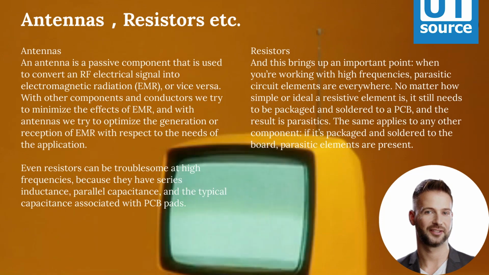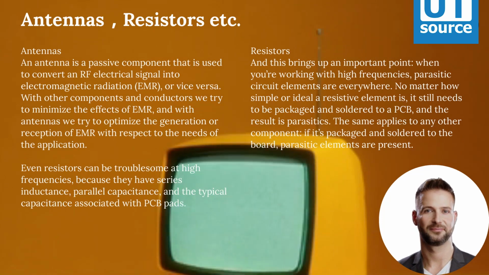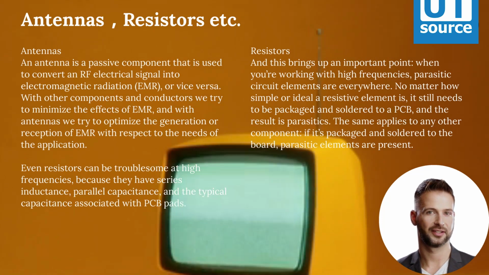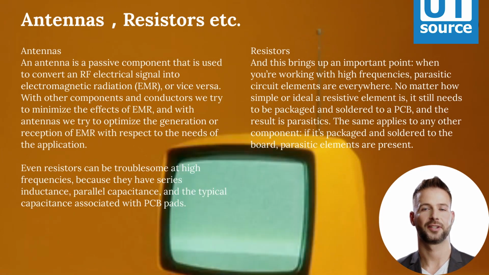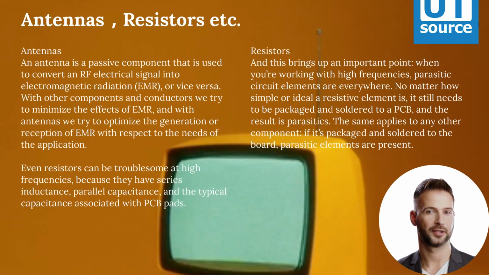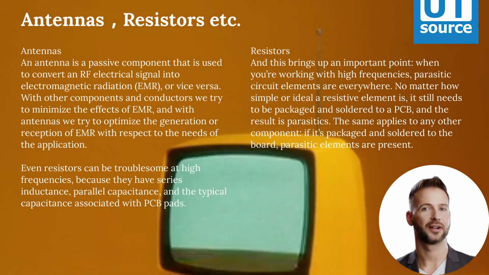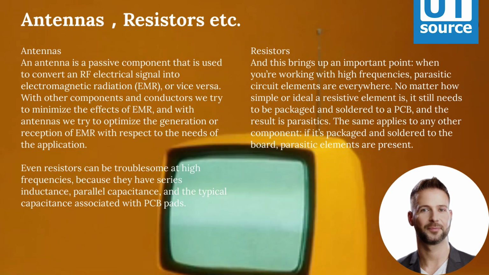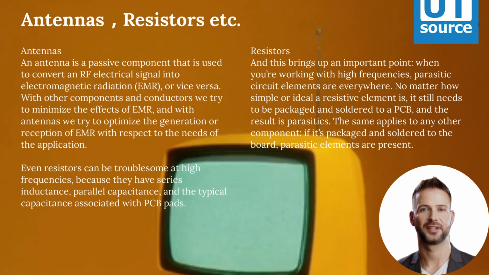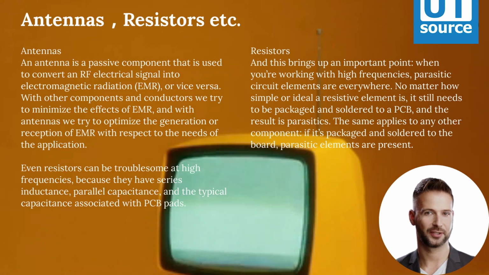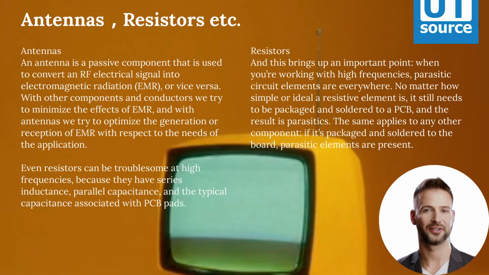Antennas, resistors, etc. Antennas. An antenna is a passive component that is used to convert an RF electrical signal into electromagnetic radiation, EMR, or vice versa. With other components and conductors, we try to minimize the effects of EMR, and with antennas, we try to optimize the generation or reception of EMR with respect to the needs of the application.